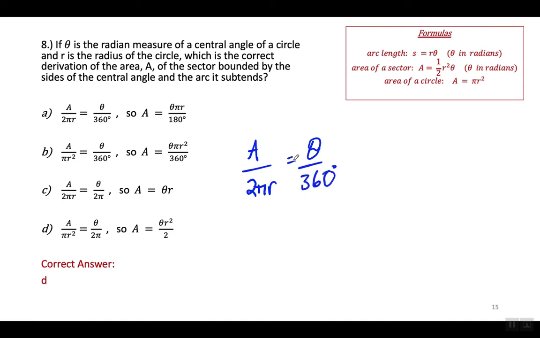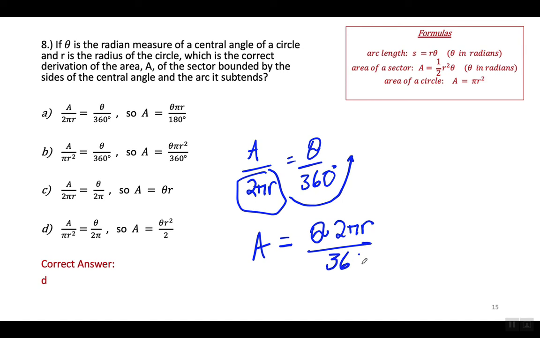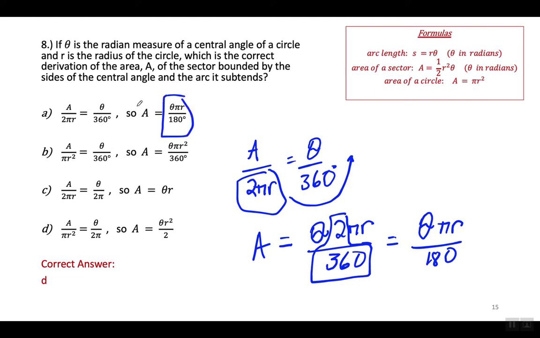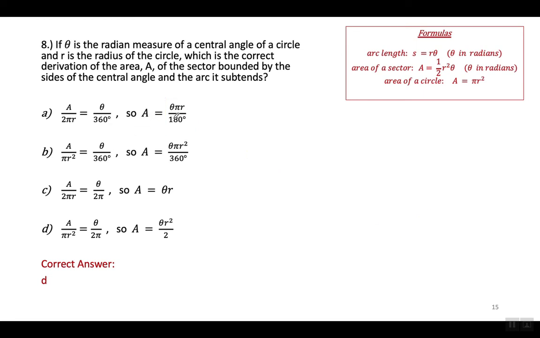And if you solve this equation for A by moving this to the right and multiplying it, you would get A equals theta 2 pi r over 360. And when you simplify the 2 and the 360, you would get 1 over 180. So you would end up getting this when it's simplified. And my point is, that's what's written here. So mathematically, if this is correct, the right-hand side is correct. On the right-hand side, they're just solving for A.